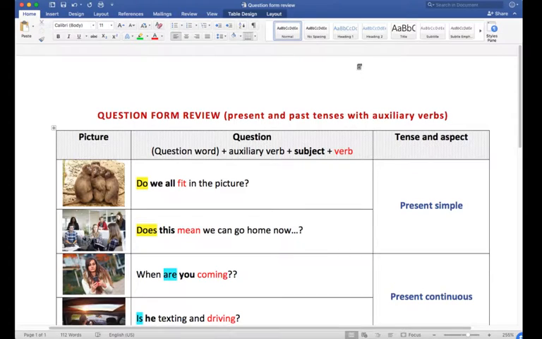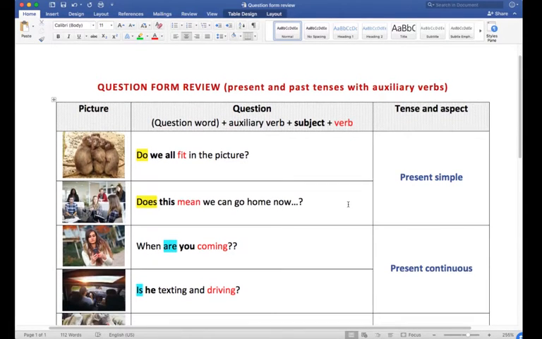So now let's look at those questions again and review the form. So you can see the general pattern here, right? First we have a question word, or we might not have one if it's a yes/no question. And then we have the auxiliary verb, which is usually do or verb to be or have. Then you have the subject, and then we have our verb. And especially the form of the verb will be a bit different depending on the tense and the aspect. So let's look at all of them.